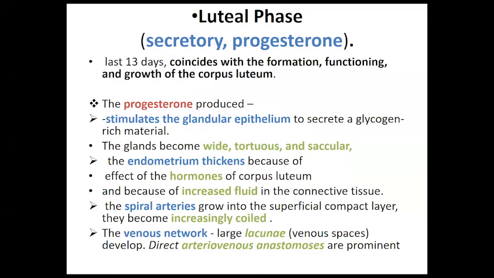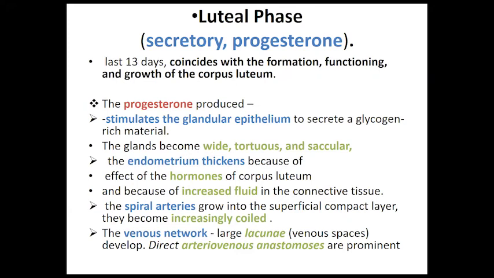Progesterone stimulates the glands, which become rich in glycogen, tortuous and saccular. The endometrium thickens, with increased fluid in the connective tissue, and the blood vessels become coiled. They are the spiral arteries, and they become coiled. So the endometrium becomes edematous, the blood vessels become increasingly coiled, and in the venous network, large lacunae or venous spaces develop, and direct arteriovenous anastomosis is prominent.